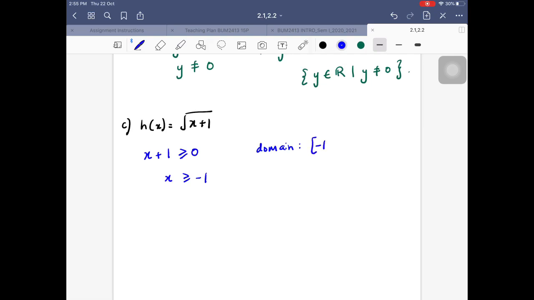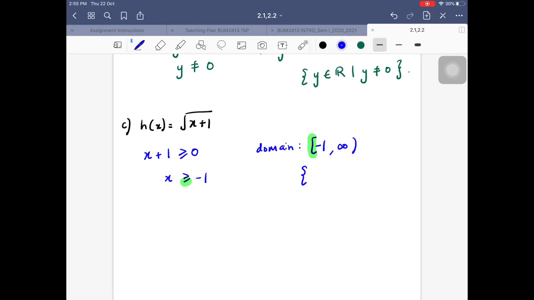The smallest value is going to be negative 1. And because of this sign over here being included, I'm going to have a square bracket. So it's going to be from negative 1 until infinity. Of course, when it comes to infinity, it's going to be a round bracket.